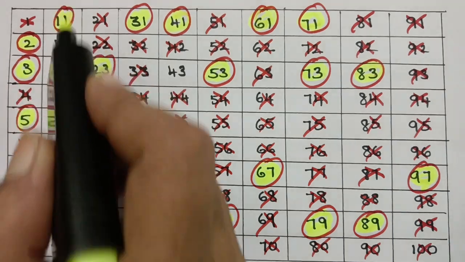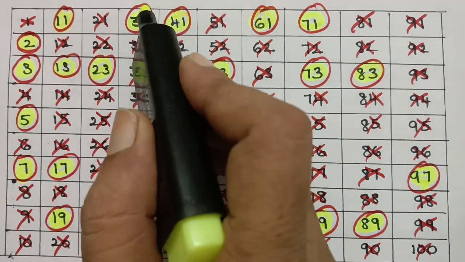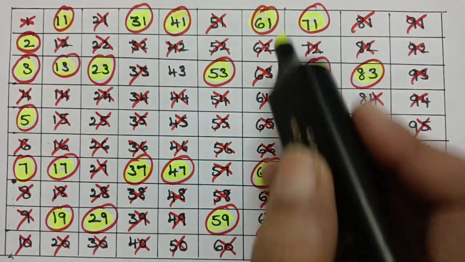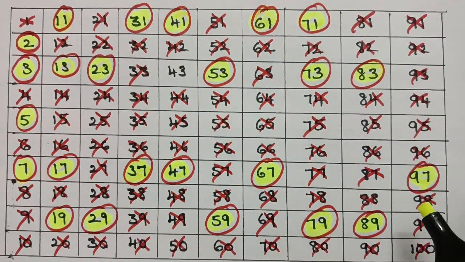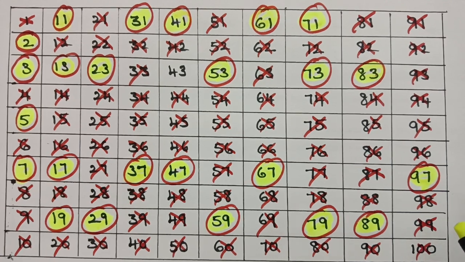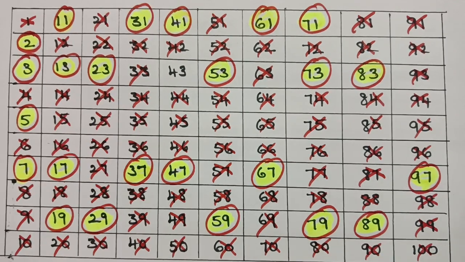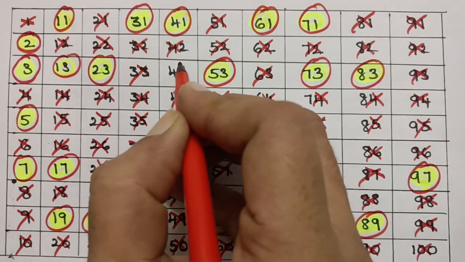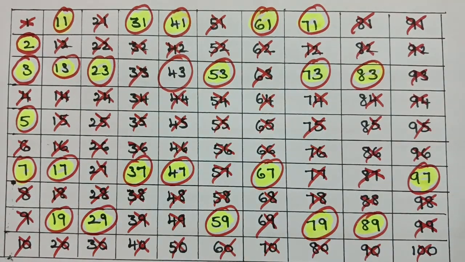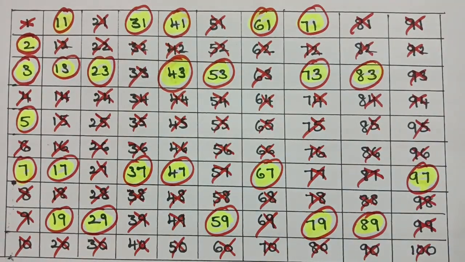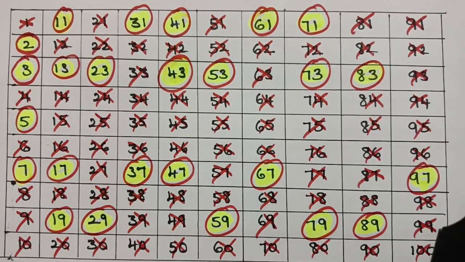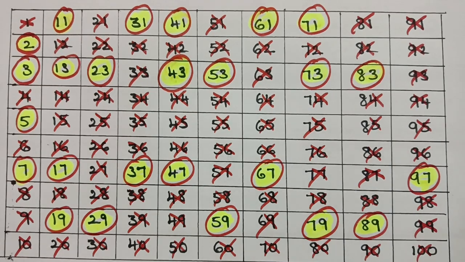1, 2, 3, 4, 5, 6, 7, 8, 9, 10, 11, 12, 13, 14, 15, 16, 17, 18, 19, 20, 21, 22, 23, 24. One more should be there. So here, I missed 41, so this one is also a prime number. See here, there are a total of 25 prime numbers. So these are all the prime numbers, and the crossed numbers are all the composite numbers.